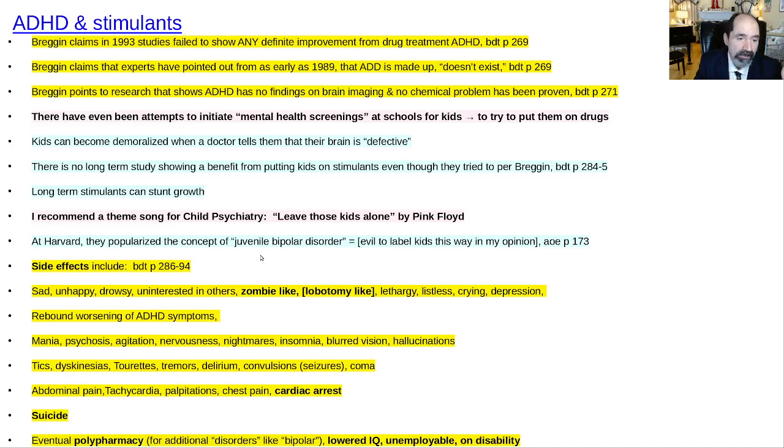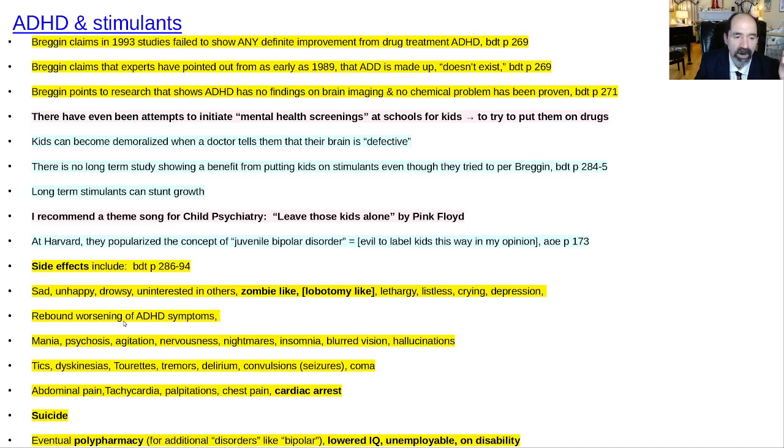This is just some of the side effects. They make the kid sad, unhappy, drowsy, uninterested in others, zombie-like, and as Breggin would say, effects varying based on dosage, but like a lobotomy, okay? You want to do that to a poor kid? The kids can be lethargic, listless, crying. It's going to depend on the dosage, and there's some variability of children's responses.